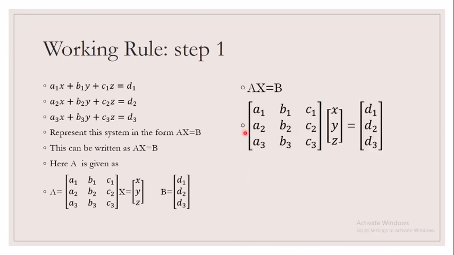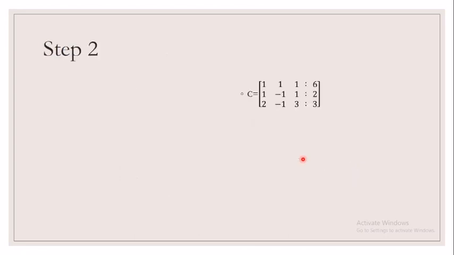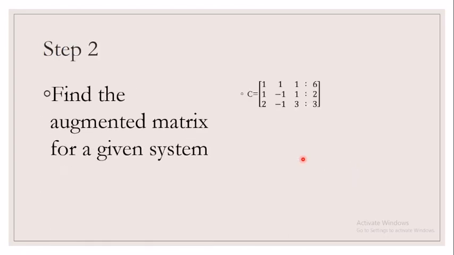Now let's have a look at how we get AX is equal to B. So this is how your AX equal to B looks after the first step. Now this can be changed according to your convenience. That is, this row a3, b3, c3 can come over here, can be the first row. That is up to you. So that will be more clear when we do a problem. Now step 2 is that you have to find an augmented matrix for the given system. That is, you have to find another matrix C which is equal to the matrix [A | B].